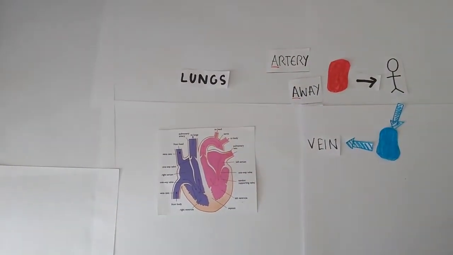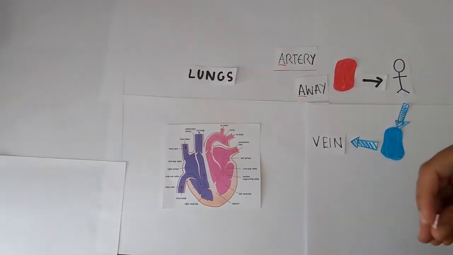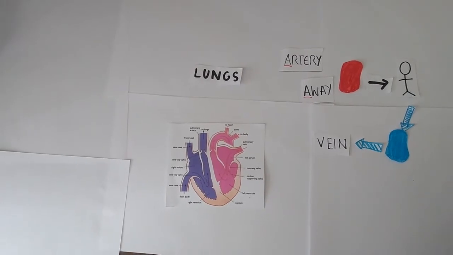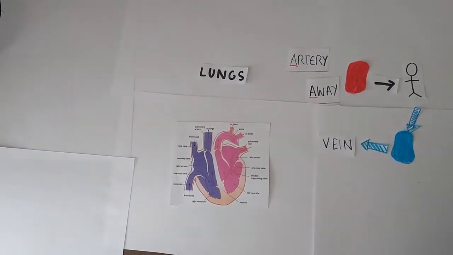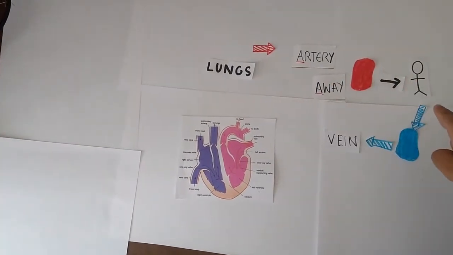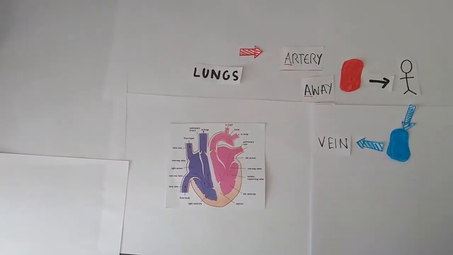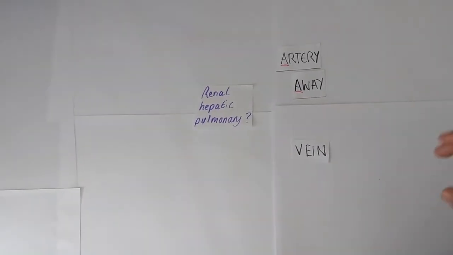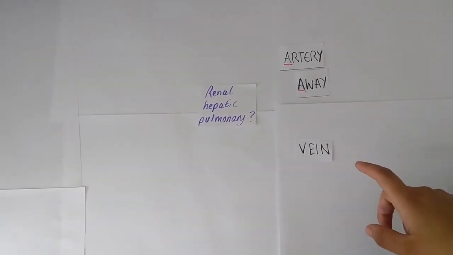So once it goes into the lungs, by gas exchange, it gets all its blood oxygenated again. And from oxygenated blood, it goes back into the artery to be transported into the body. So it's like a cycle. So I'd like to talk more about the artery and the vein.